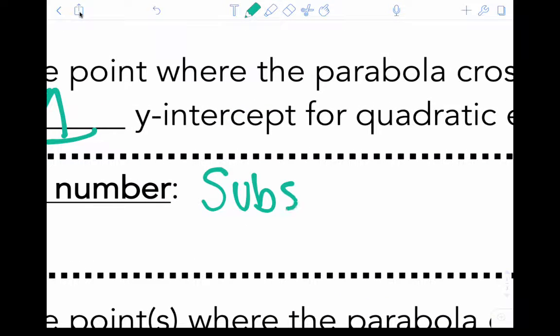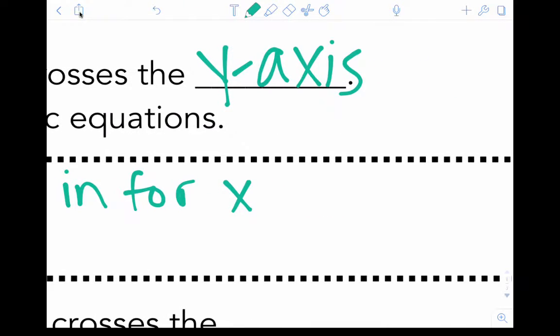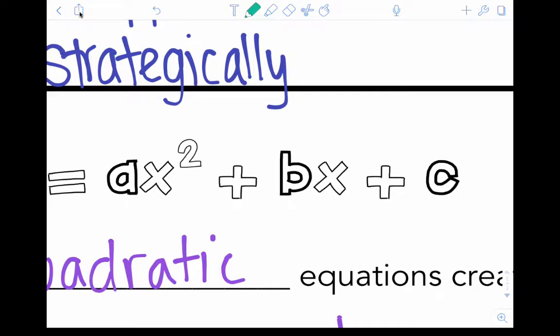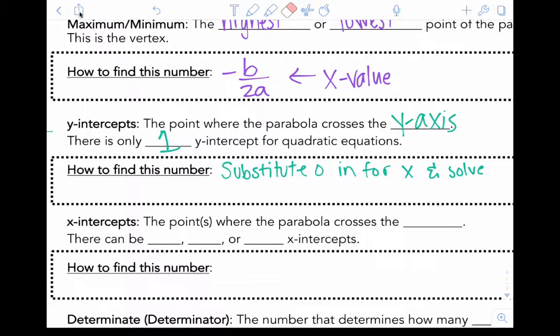So when we substitute 0 in for x, that's going to give us the y value. So that tells us where it falls on the y-axis. Now looking at this equation right here, ax squared plus bx plus c, if I were to plug in 0 for x and 0 for x there, this is always going to come out to c. So the y-intercept will always be your c value.